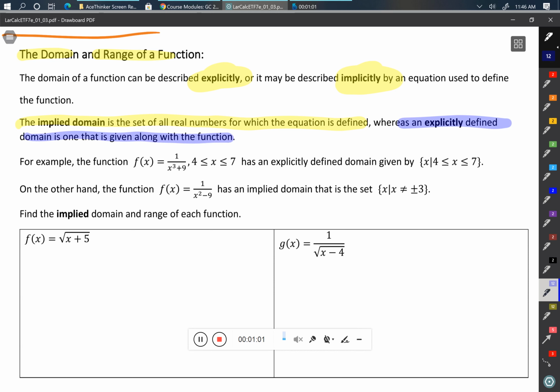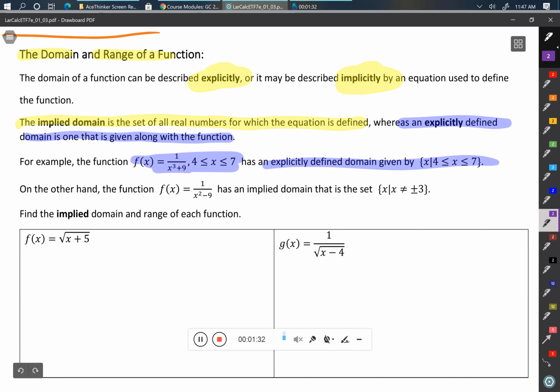And it's probably easier to understand with an example. This example right here is an explicitly defined domain because we have a function and we have a restriction upon the domain from 4 to 7 inclusive. Now there's no mathematical reason why numbers larger than 7 or smaller than 4 wouldn't work. But for whatever reason, this function is only defined on that range of values. So we would say that this is explicitly defined, and it has a domain of set of all x's such that x is somewhere between 4 and 7.